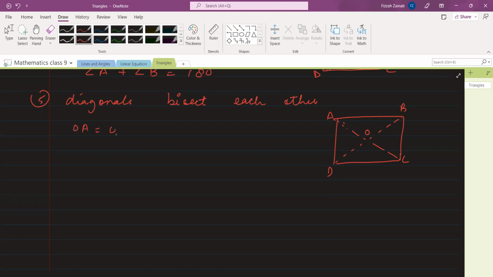So OA is equal to OC and OD is equal to OB. This is the property of a parallelogram, that the diagonals bisect each other. So these are the 5 properties. And today I'm going to start the midpoint theorem, which is second exercise of NCERT.